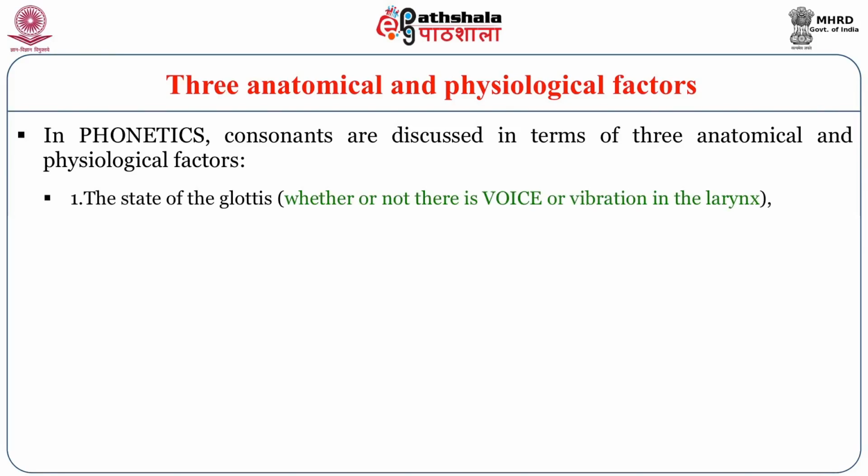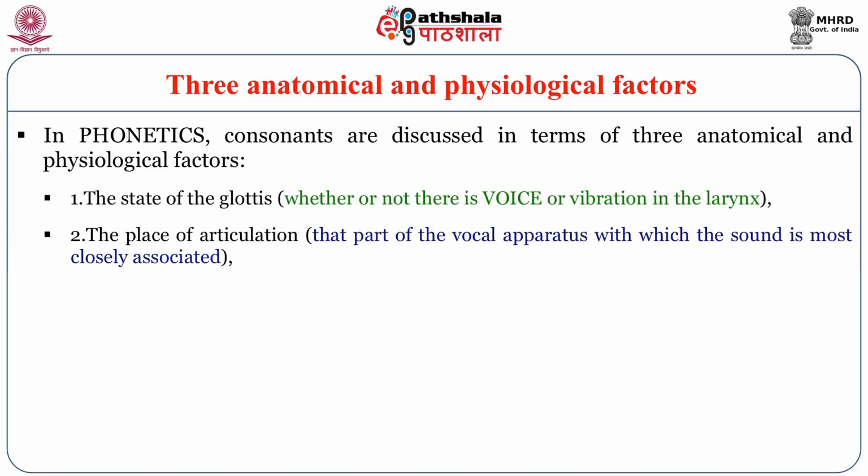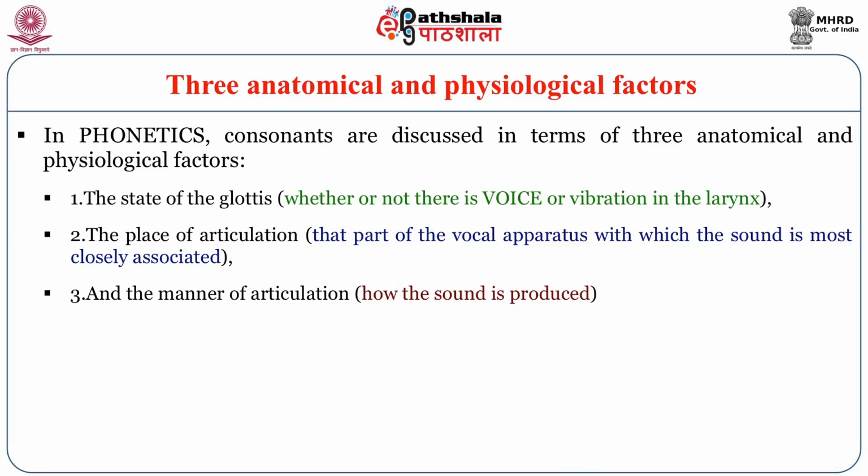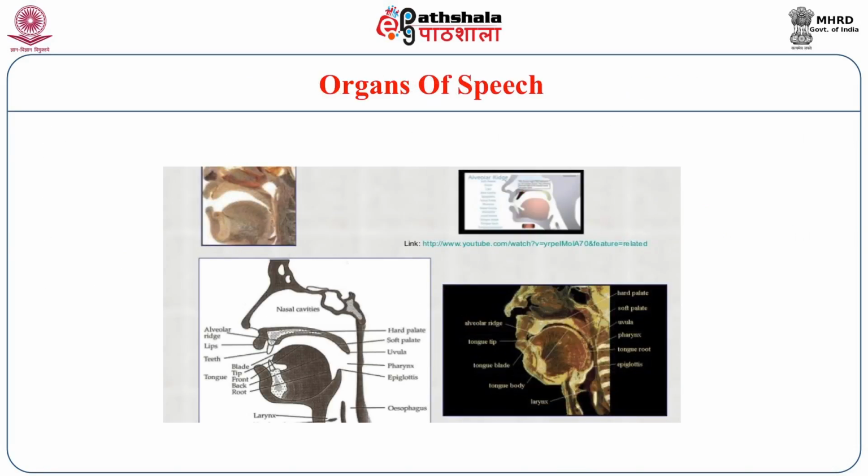The state of the glottis, whether or not there is voice or vibration in the larynx. Number two, the place of articulation, the part of the vocal apparatus with which the sound is most closely associated. And the manner of articulation, how the sound is produced. You can see on your screen these are the organs of speech, and by the labeling you can understand which sound is produced with the help of which organ.